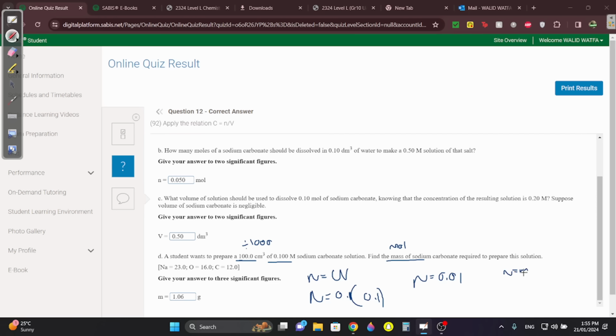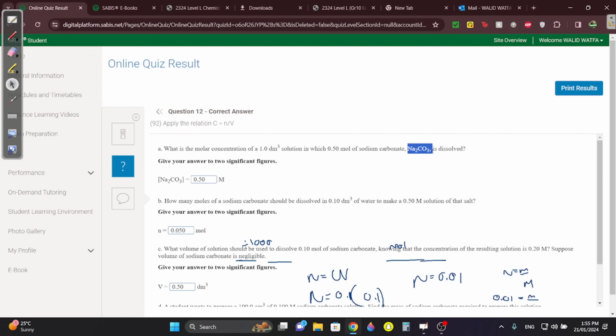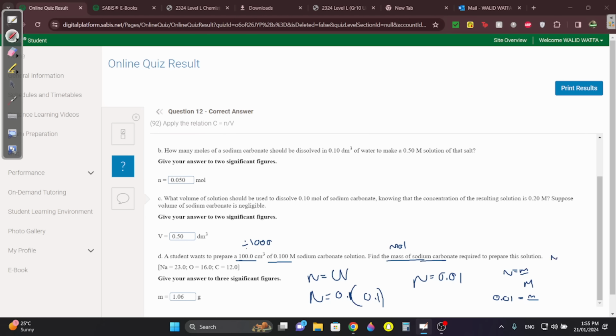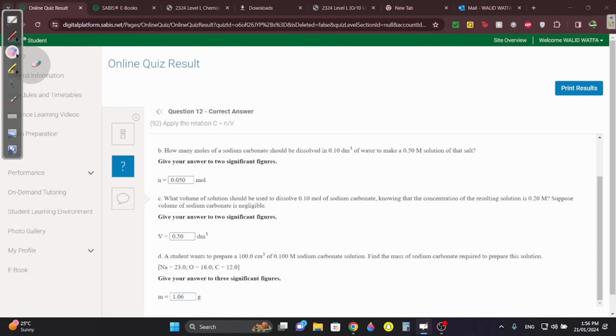Now we want the mass. We know n equals m over M. So 0.01 equals the mass, which we don't know, over the molar mass of sodium carbonate. It's not written over here, but it's written up. They said sodium carbonate is Na2CO3. Sodium is 23, it's written here, oxygen 16, C is 12. You'll get the molar mass is 106. You cross multiply and you'll get the mass is 1.06 grams. I think that's it for 6.4.